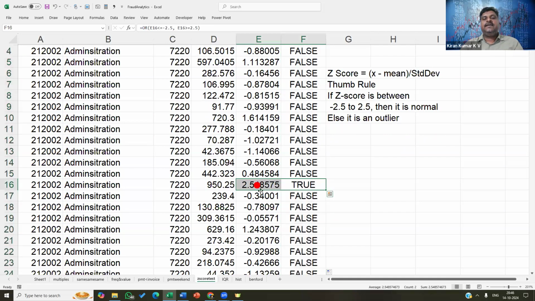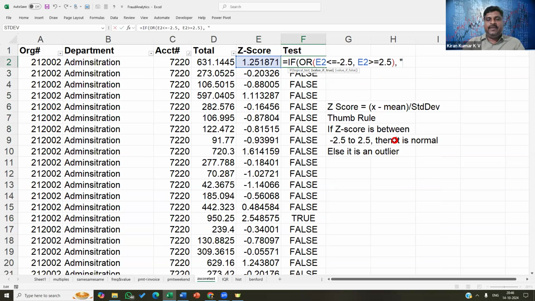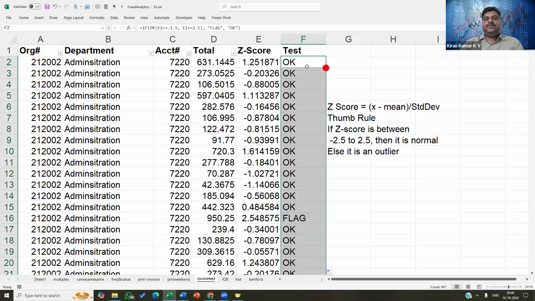But if I copy this somewhere here, I can find a true. In this case, you see 2.54 as the Z score, so I assume this is an outlier for me. So let's put that in an IF condition. If this condition is true, give me flag. Otherwise, give me okay. All right, so that's it. All the transactions will be flagged now.